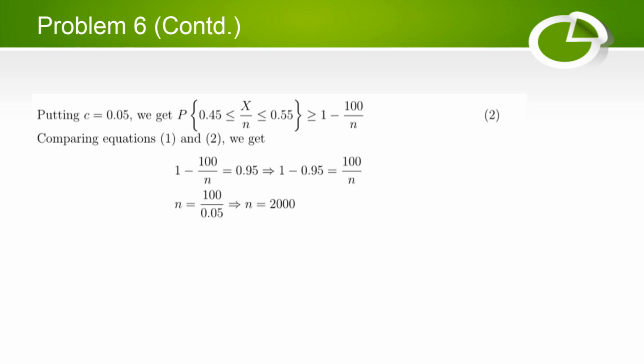Equation 2. Comparing equations 1 and 2, we get 1 − 100/n equals 0.95, which implies 1 − 0.95 equals 100/n. So n equals 100/0.05, which implies that n equals 2000.